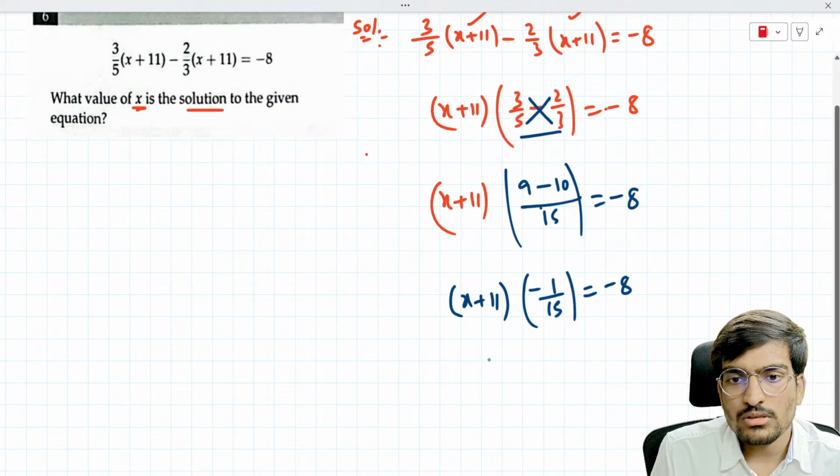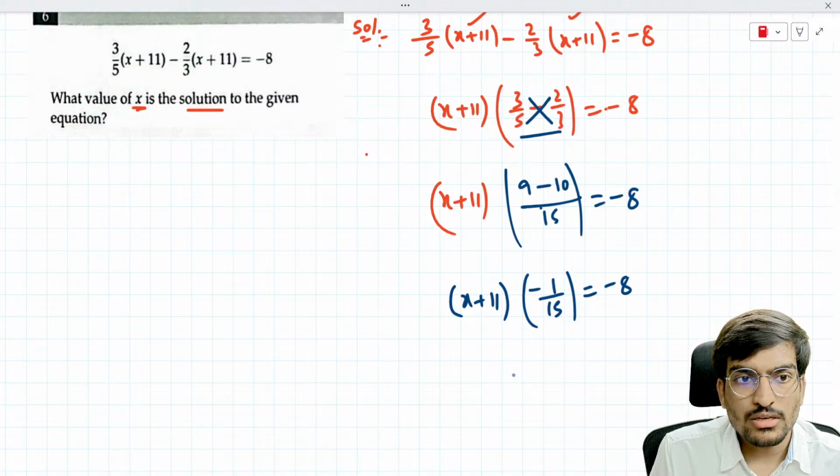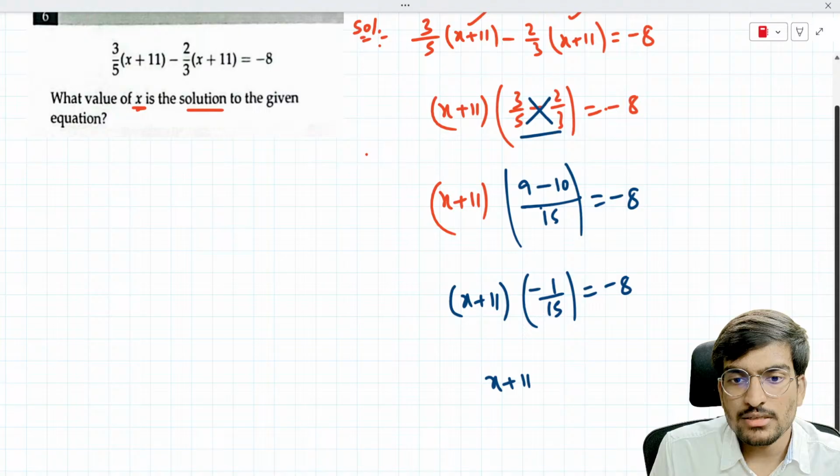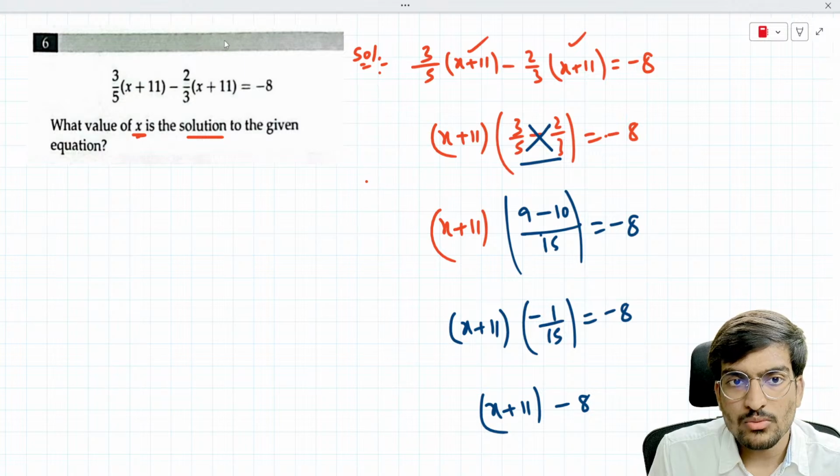So here, I'm still checking. Okay, so (x plus 11) times negative 1 by 15 equals negative 8.